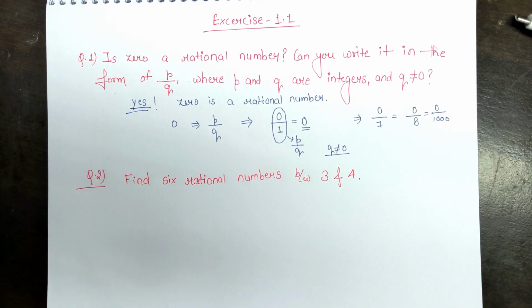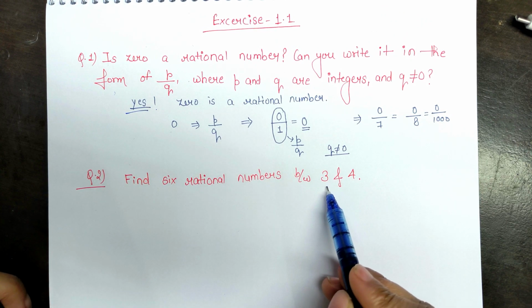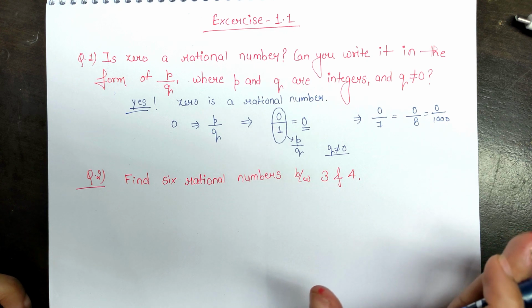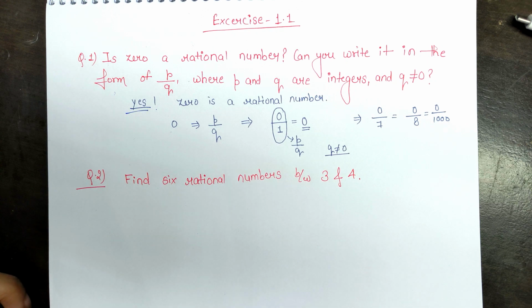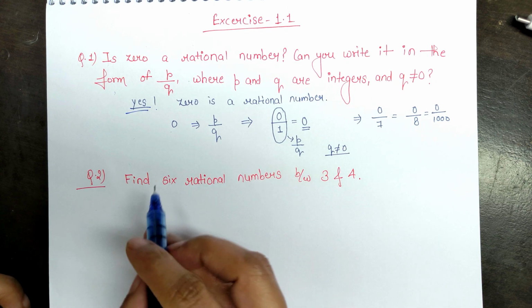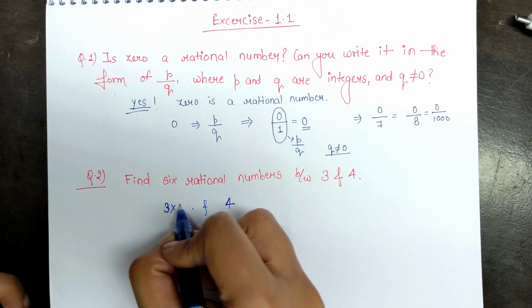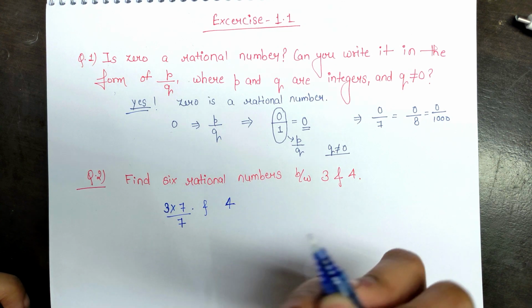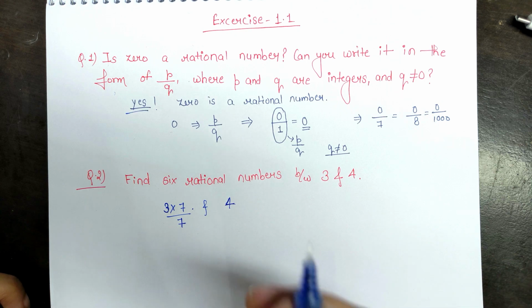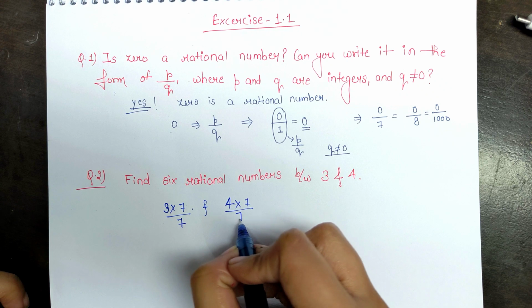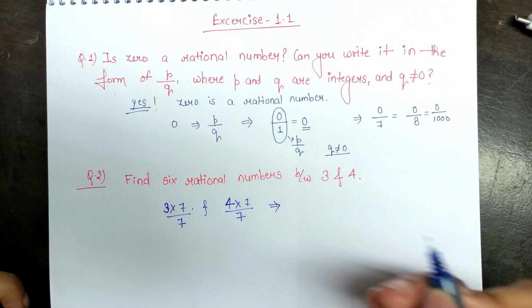Now we'll go through the second question of the exercise, that is find 6 rational numbers between 3 and 4. As we have already seen in the previous videos, I have explained how we can find the rational numbers between any two numbers. Since we have to find 6 rational numbers, we'll be multiplying and dividing 3 and 4 by 6 plus 1, that is 7. So just multiply and divide 3 and 4 by 7 by 7.